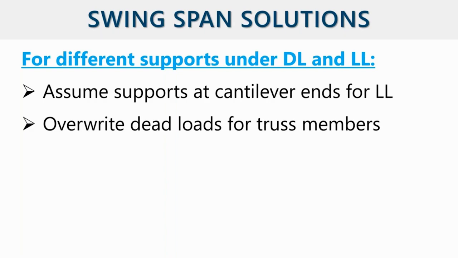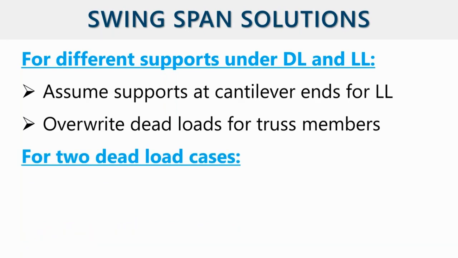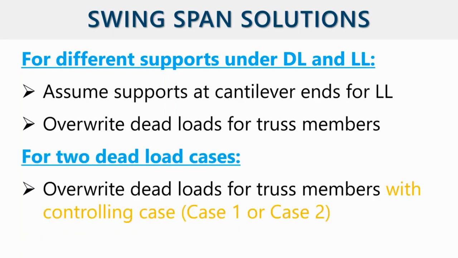Maybe if you have followed the discussion, you may come up with a question like, okay, you override the dead loads, but for which cases? Remember, we have 2 cases, case 1 and case 2, and which are we going to use? That's for the 2 dead load cases. So more specifically, we need to override the dead loads for truss members with the controlling cases. Different members may be controlled by different cases. Some members may be controlled by case 1, some by case 2. We need to find the controlling case and override the dead load on that member.